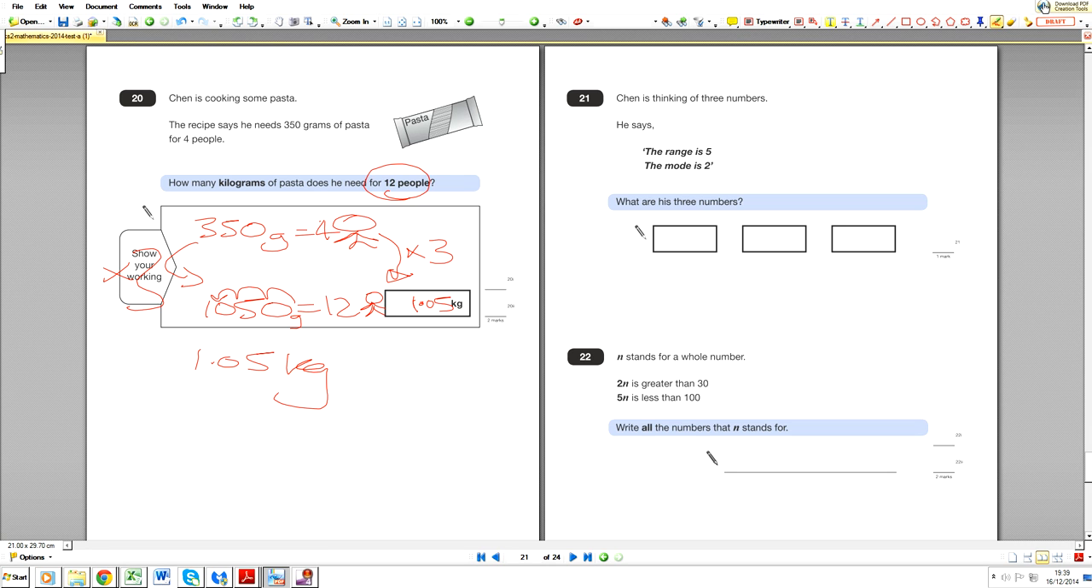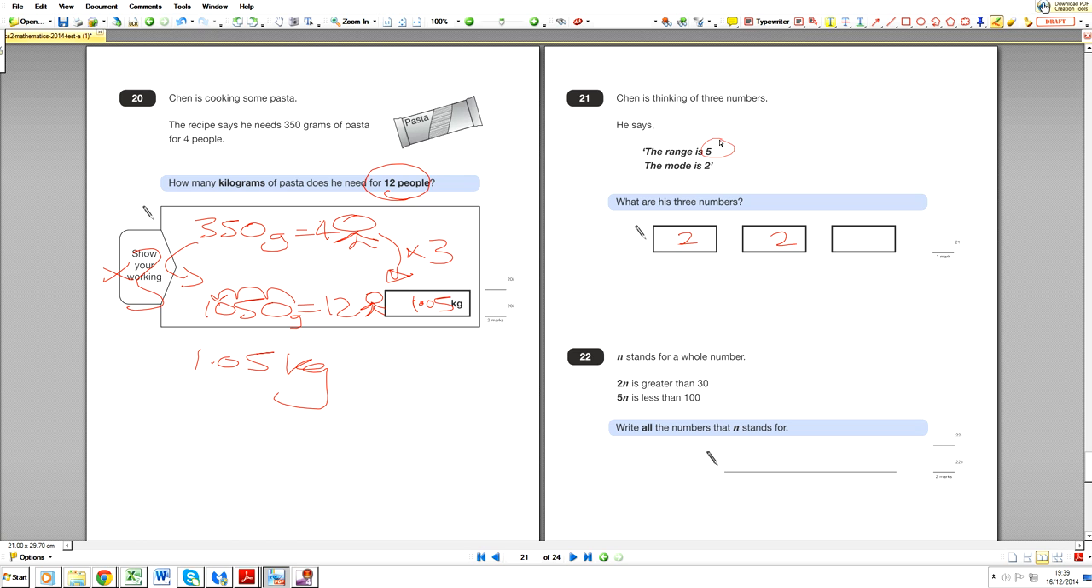Okay, next, number 21. Chen is thinking of 3 numbers. He says the range is 5, the mode is 2. What does the mode mean? The mode is the most common value. So, for example, if we have a 2, we can have at least another 2. You can't have a third 2, because out of the 3 numbers, 2 has to occur the most often.